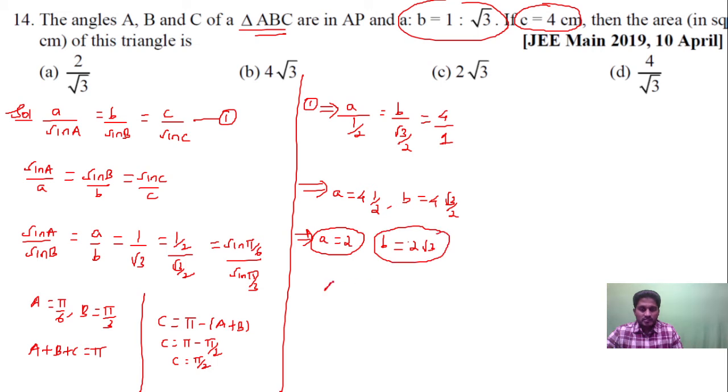Area of the triangle is equal to half ab sine C, or you can find half bc sine A, or half ca sine B. So this is equal to half into a, which is 2, into b, which is 2 root 3, into sine of pi by 2, since C is pi by 2. The 2 and 2 cancel, and sine 90 is 1. The answer will be 2 root 3 square units. That's the answer, guys. The answer is option C. Alright, let's move to the next question.